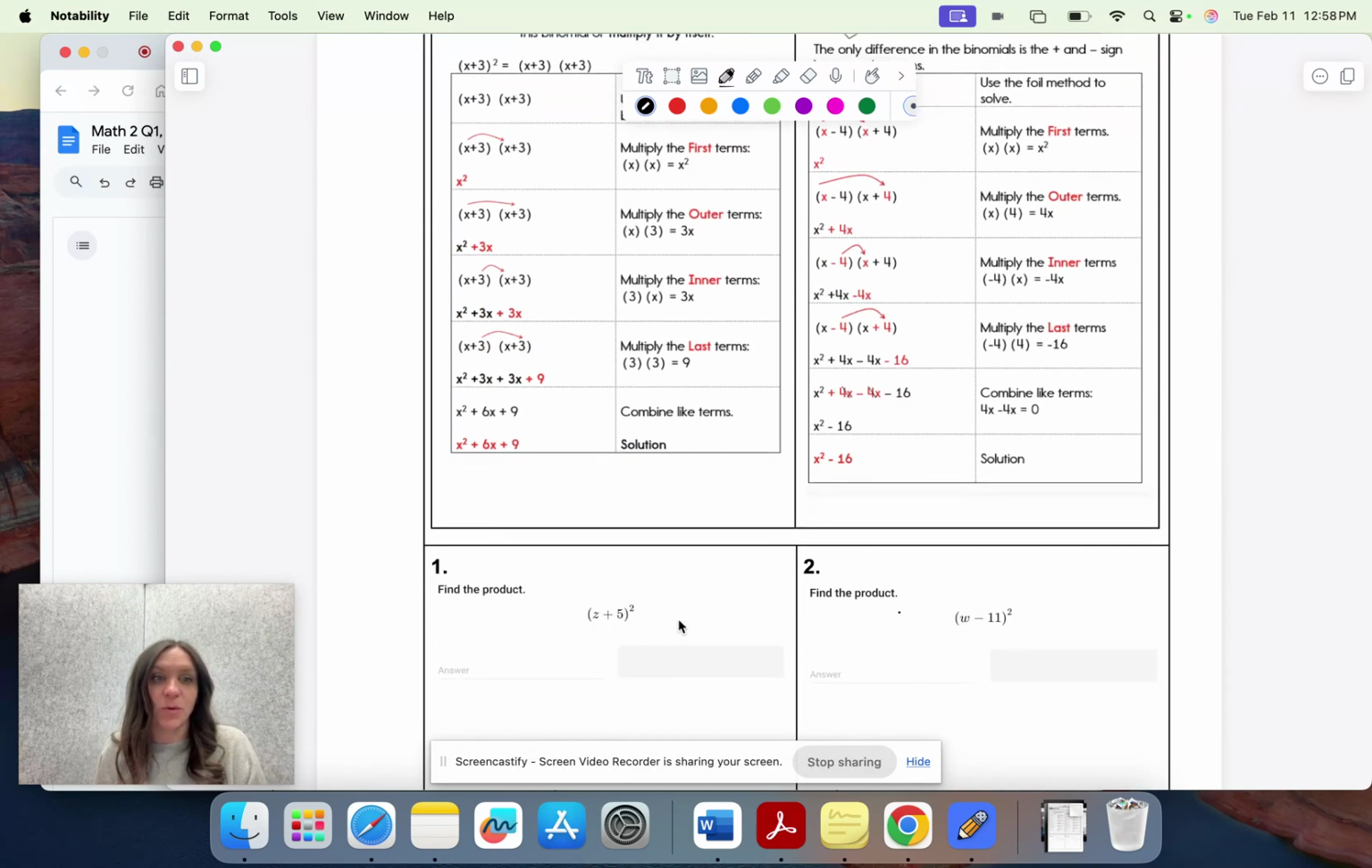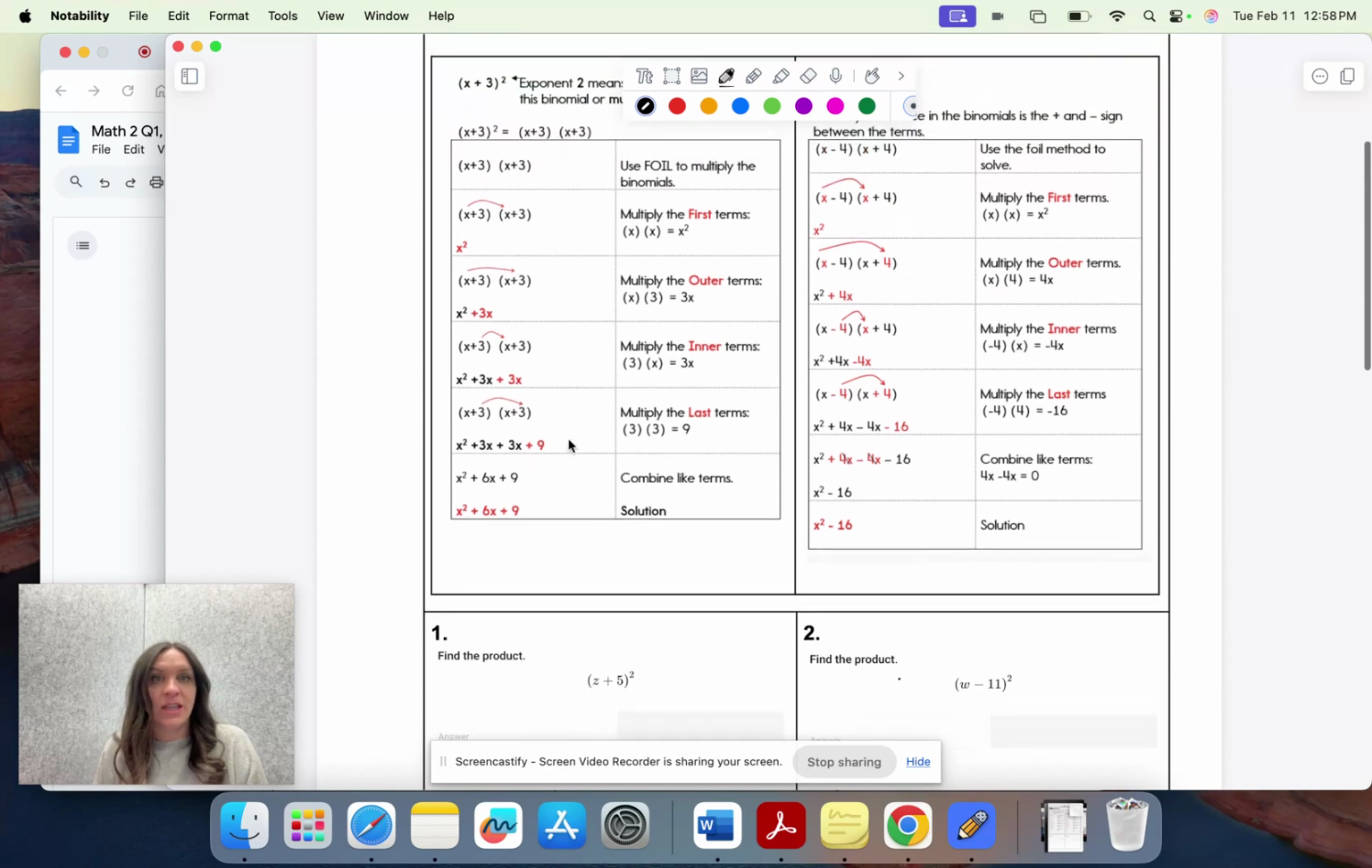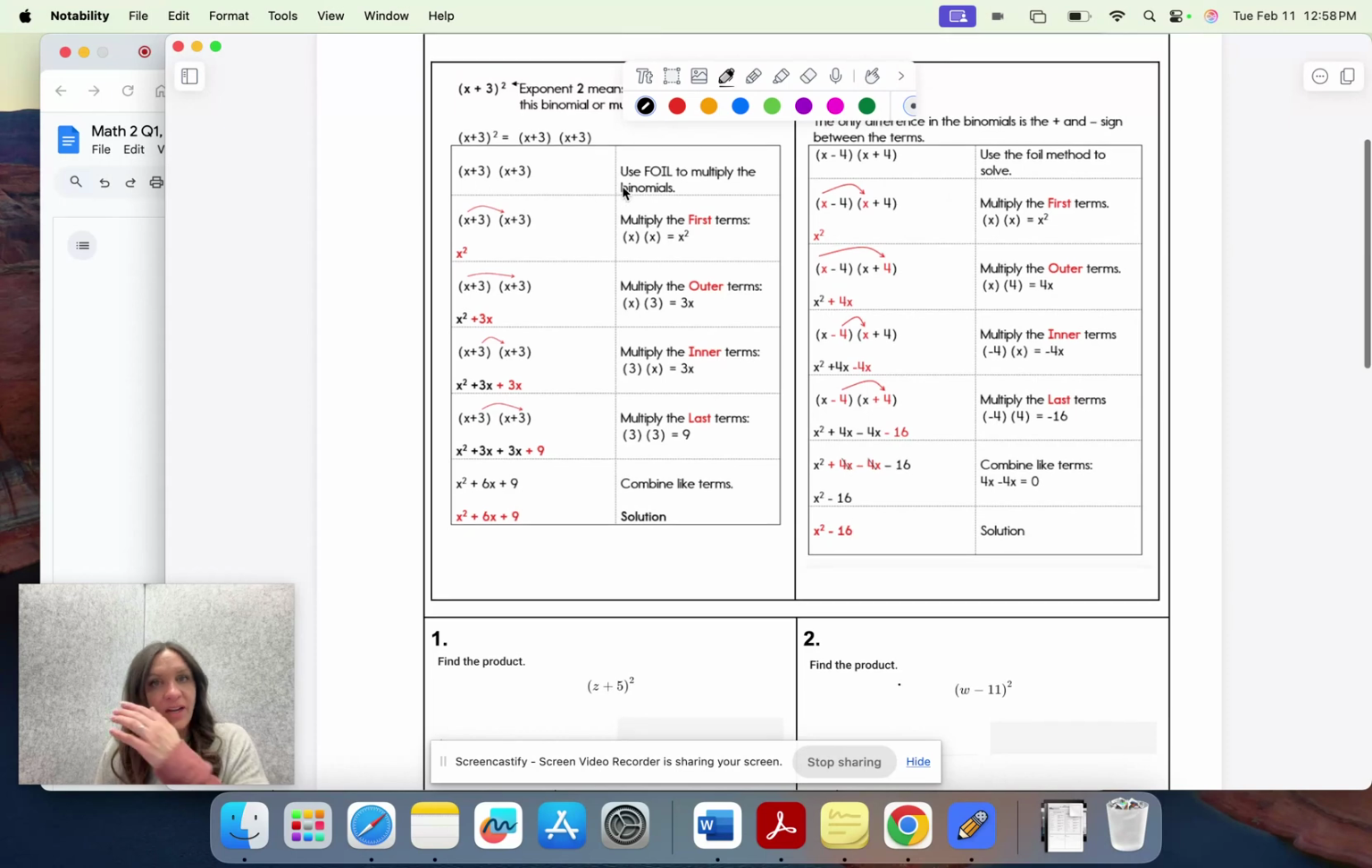So if I'm looking at number 1 and number 2 here, that's what you're looking at. You write it twice and then you multiply it out. But there is a pattern. So remember our first, we started with x plus 3 squared. The shortcut is to square that. So x squared, here's my answer.